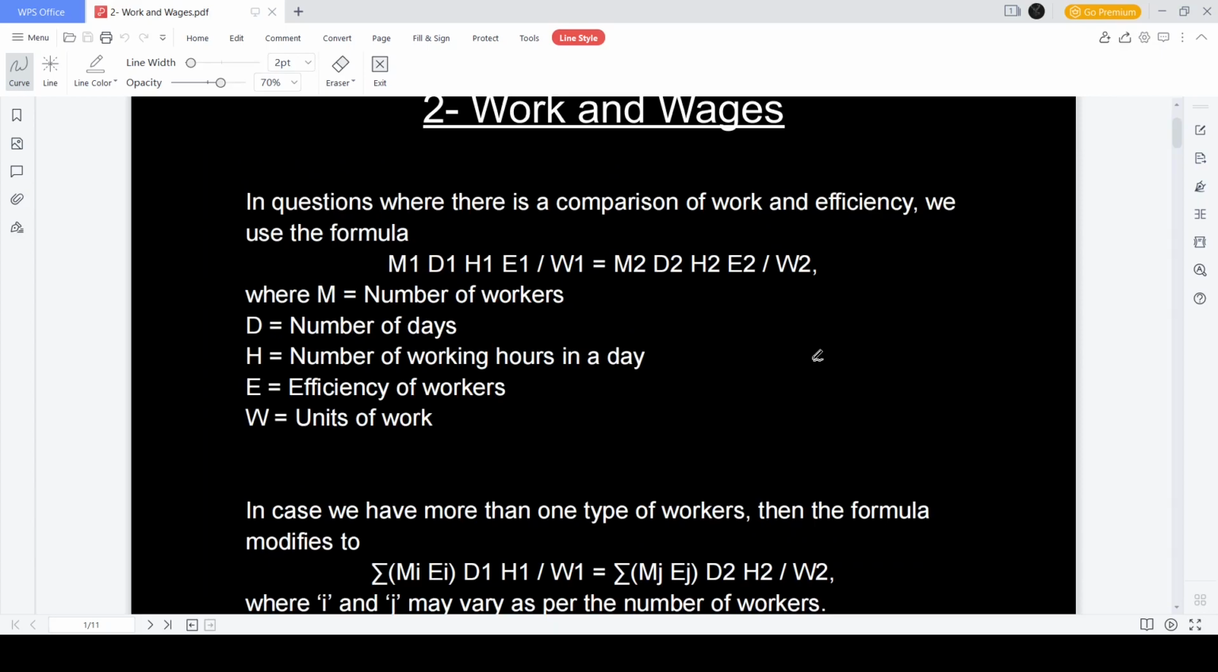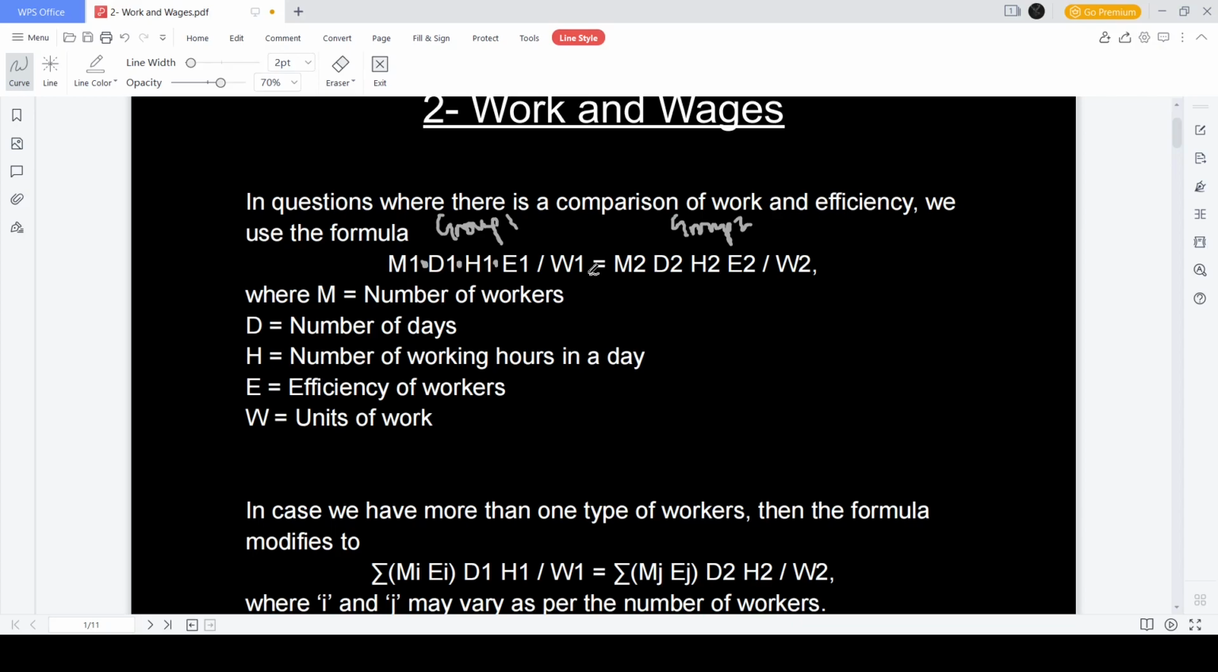So let's start with the initial formulae. When you try to compare persons working, you can use this formula, where M1 is group 1 and this is group 2. If you want to compare two groups working, you can write it as the number of workers in group 1 into the number of days they take to complete into the number of hours they work into the efficiency per worker divided by the unit of work of the first group is equal to the similar pattern here: number of workers into days into number of hours working in a day into efficiency of the worker divided by units of work in group 2.